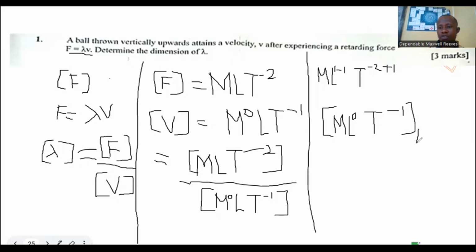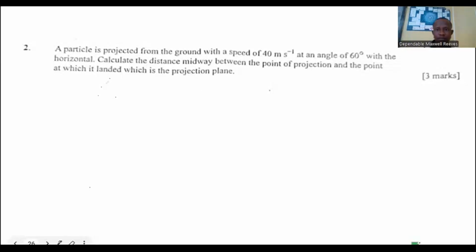All right, so this is the expected answer for question number 1, WASSCE 2025. Now, let's move to question number 2 and see. Question number 2: a particle is projected from the ground with a speed of 40 m/s at an angle of 60 degrees with the horizontal. Calculate the distance midway. Now, the question is asking you to determine the distance that is midway.